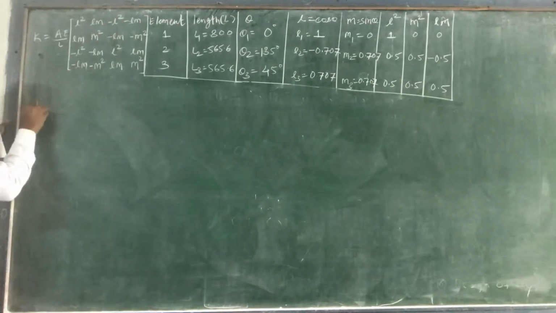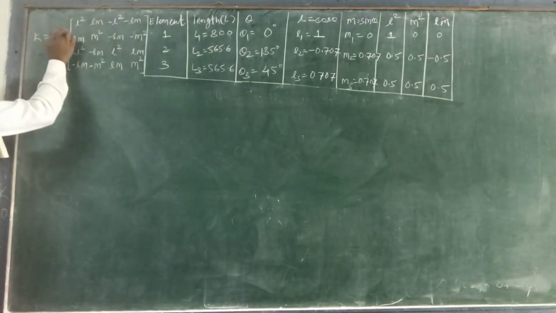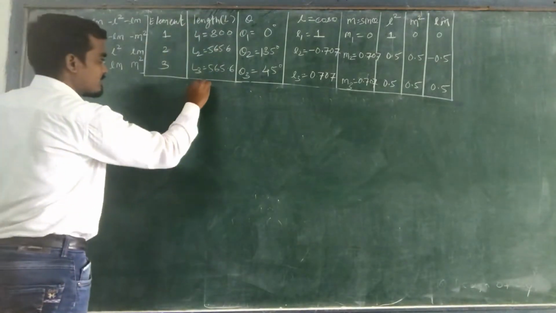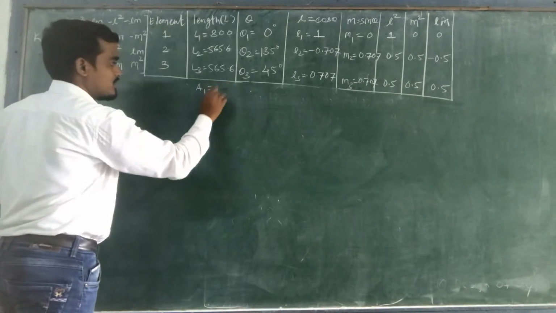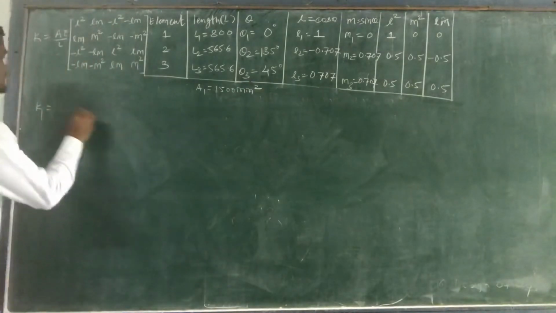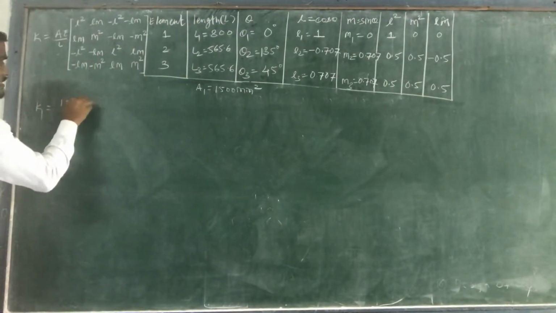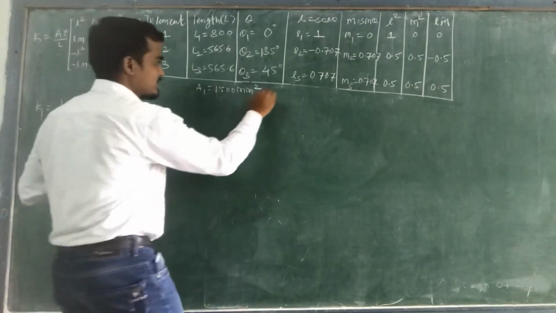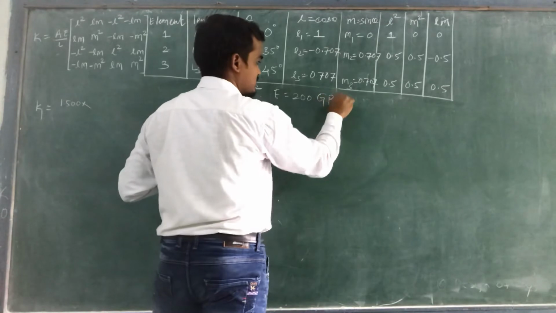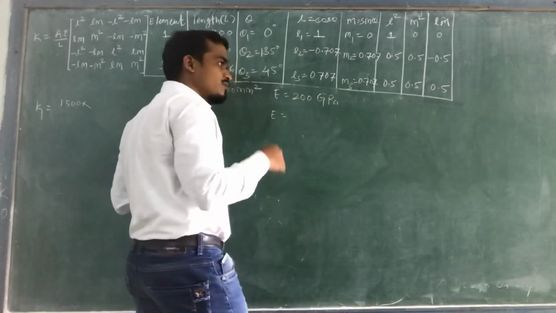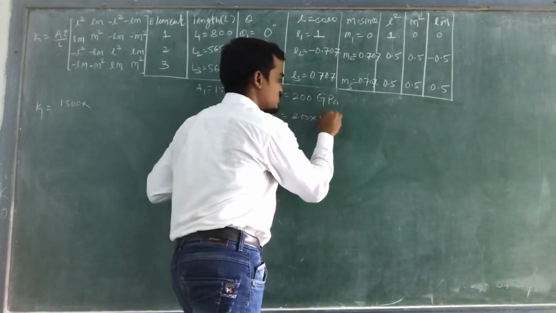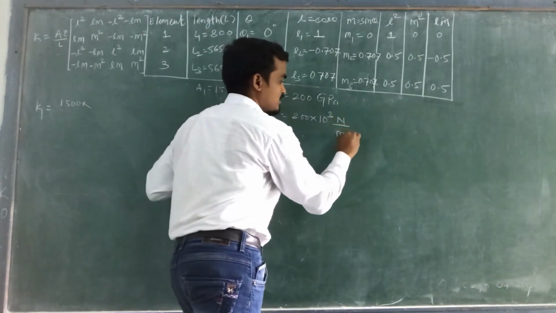So first K1 will become A1 into E1 divided by L. As we know from this diagram, A1 is equal to 1500 mm square. So A1 is equal to 1500 into E. E is given as 200 gigapascal. So we will convert it into Newton per mm square: 200 into 10 raised to the power 3 Newton per mm square.